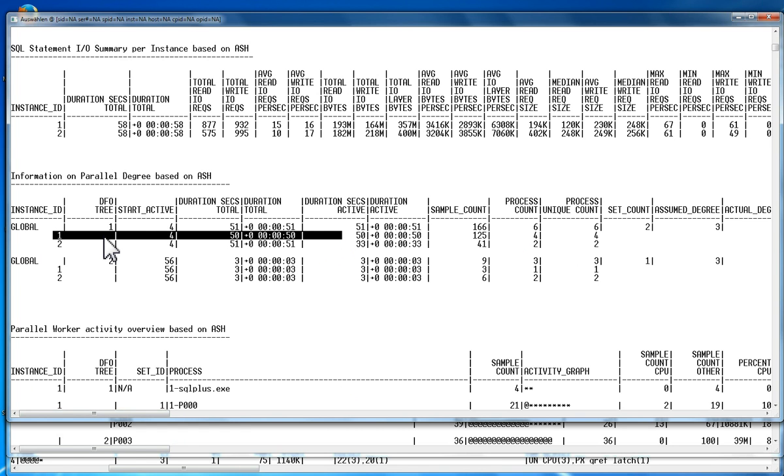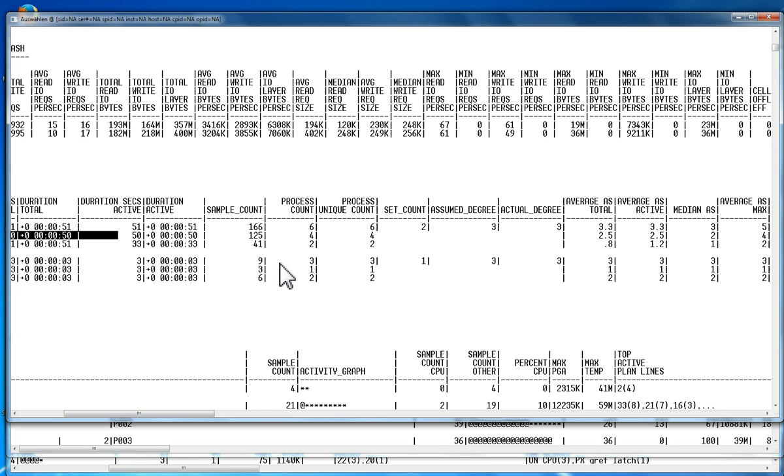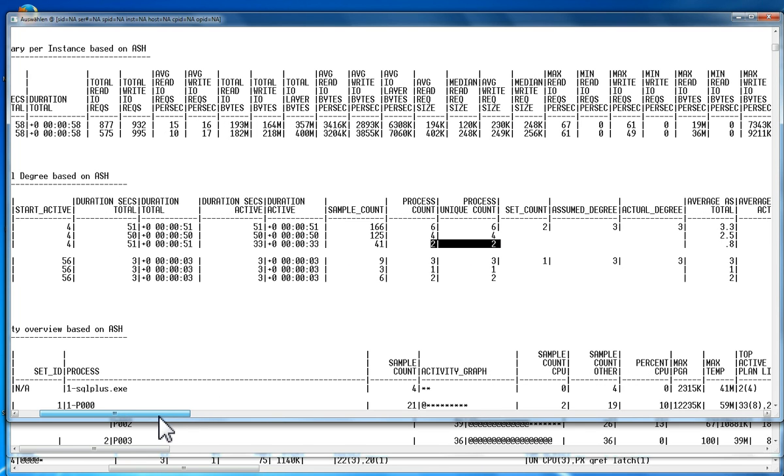So for each DFO tree, you get for each instance that was involved and found in active session history, again a more granular breakdown. So you could, for example, have the case like here where I have deliberately caused this by requesting a degree of 3 but having 2 instances involved, which means that somehow the allocation of parallel slaves across these instances has to be unequal. So 4 slaves were allocated from this instance and only 2 slaves for this DFO tree were allocated on this instance. Likewise here we have just 1 slave allocated here and 2 slaves allocated from this instance.